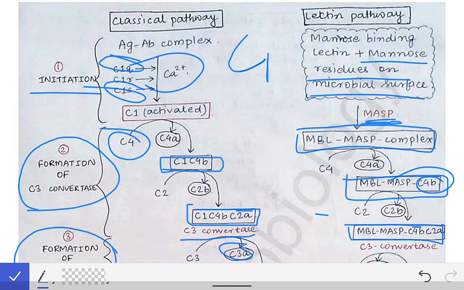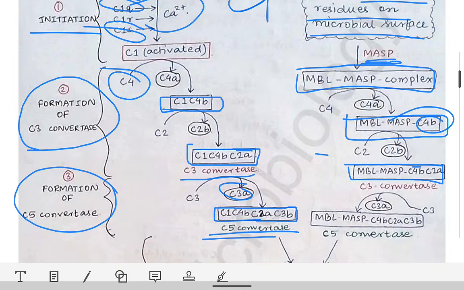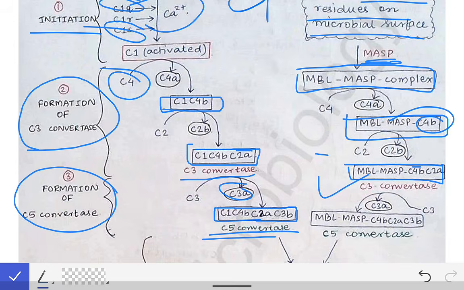So this complex now acts as a C3 convertase. This is the second step in the complement activation. So C3 convertase formation is the second step. We have got the C3 convertase here, that is MBL, MASP, C4b, C2a.